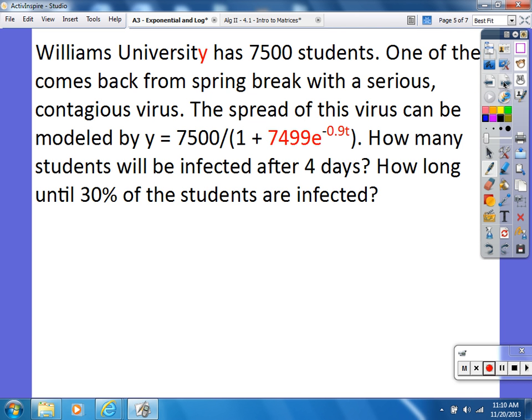So I honestly copied stuff over from Mr. Williams. So we have Williams University. He starts his own university. He starts somehow with 7,500 students. How in the world does he start with 7,500? I don't know.